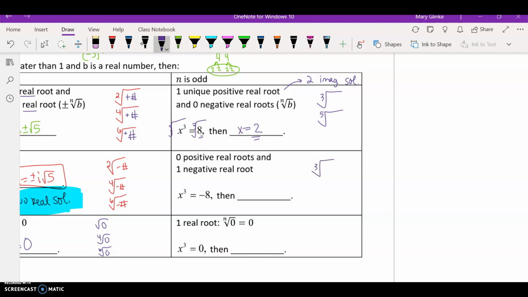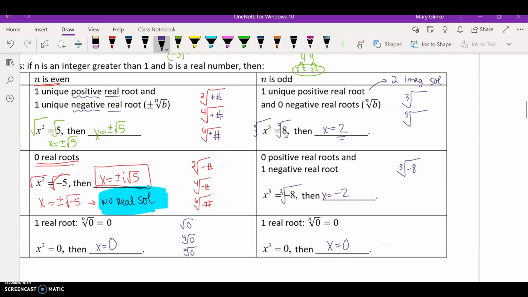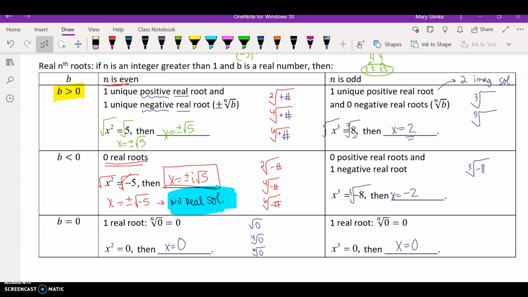Whereas this next one, if you take the cube root of negative 8, you would get x equals negative 2, meaning that you do get a negative answer back out. So you can take the cube root of a negative. And this last one, cube root of 0, fifth root of 0, all of those always give you 0 back out as your answer.